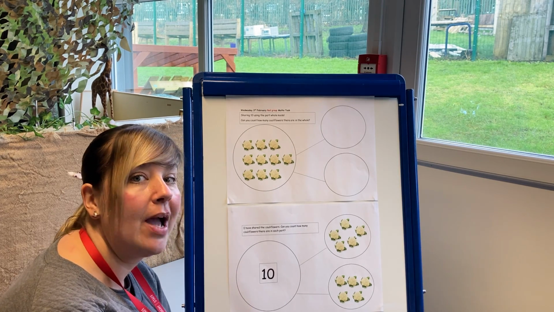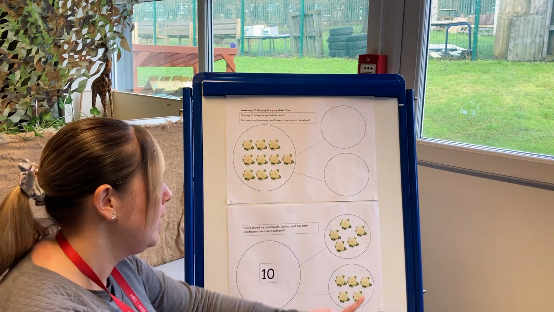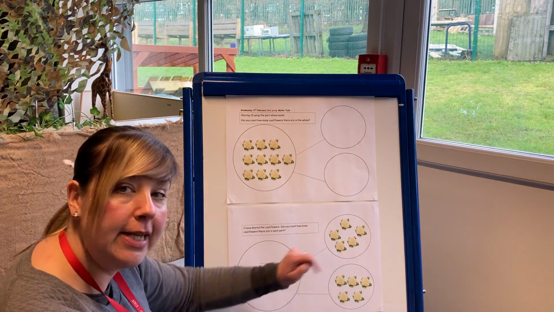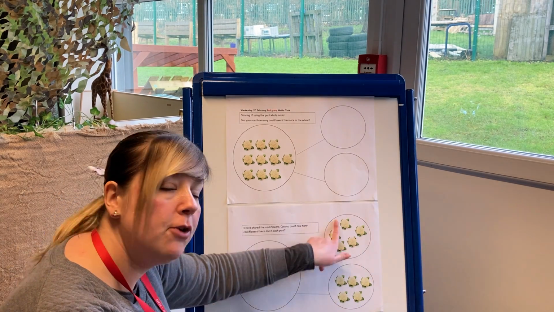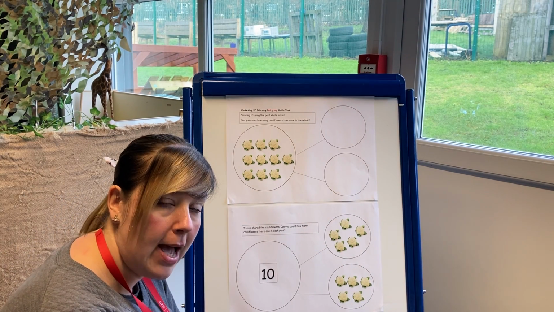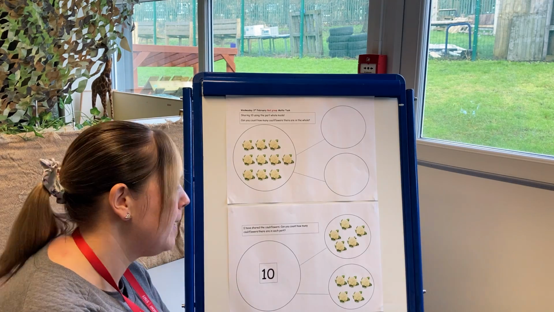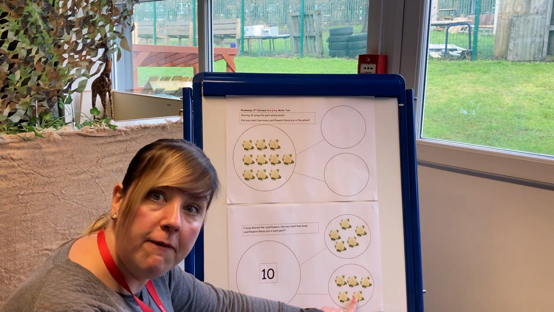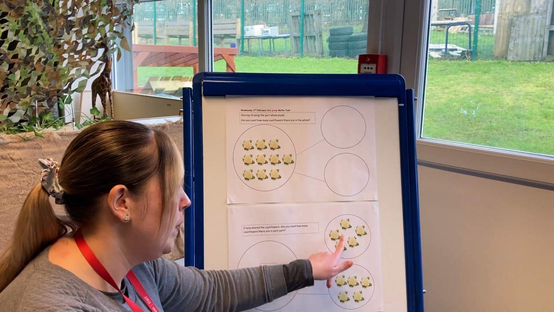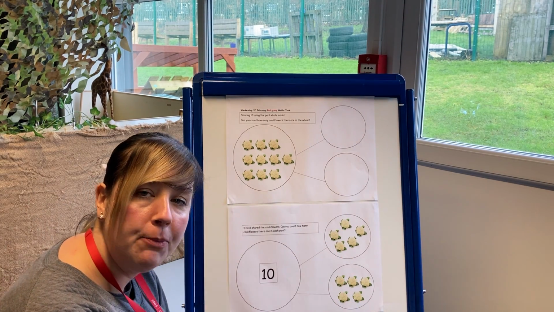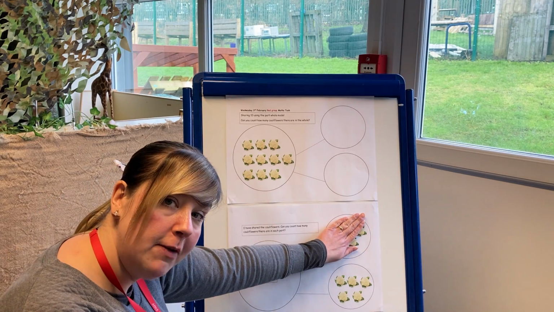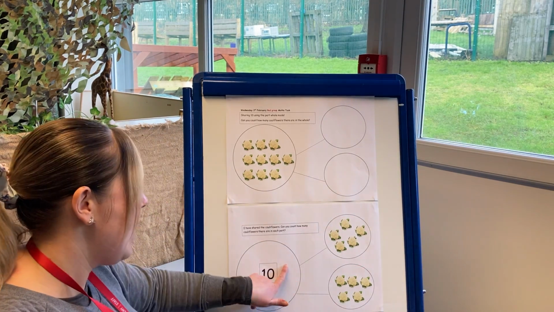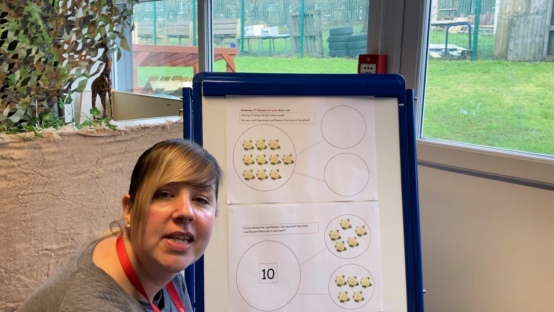So now you have to count the cauliflowers. Okay, 1, 2, 3, 4, 5. So there are 5 cauliflowers in this part. Now we're going to count the other part. 1, 2, 3, 4, 5. Oh, they have the same amount, the same number. So there are 5 cauliflowers in this part and 5 cauliflowers in this part. And there are 10 altogether.